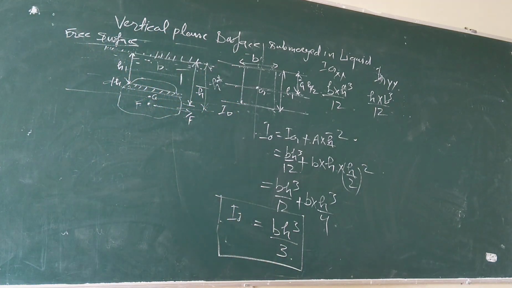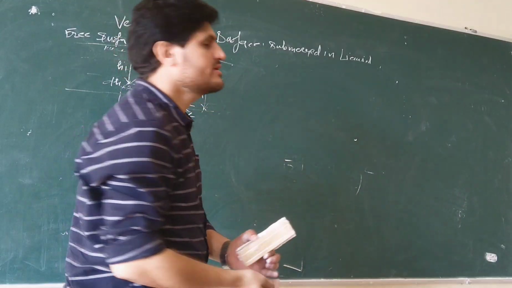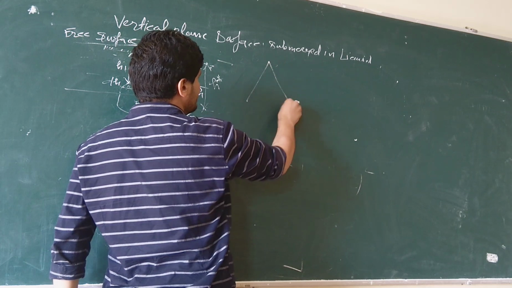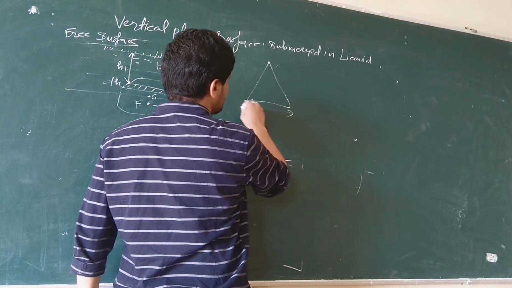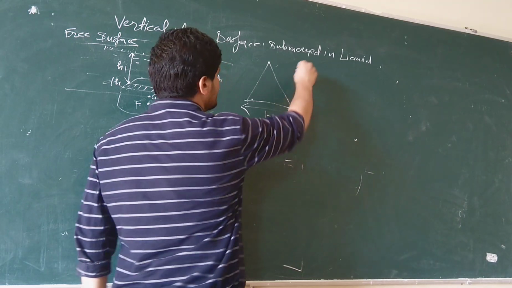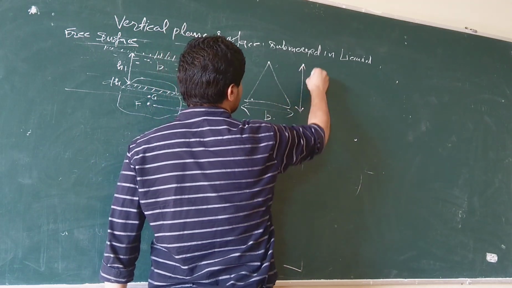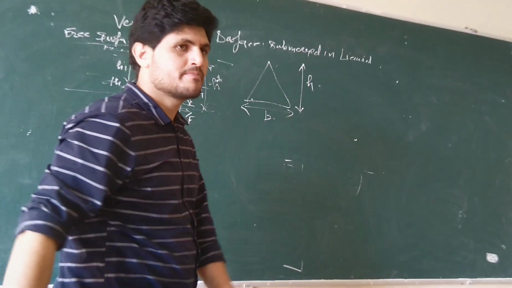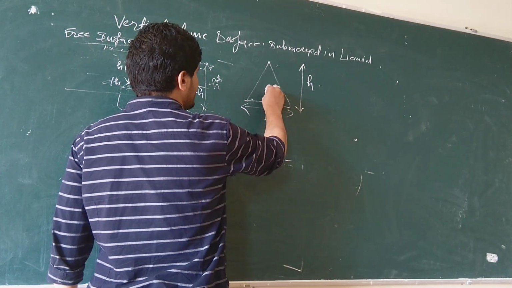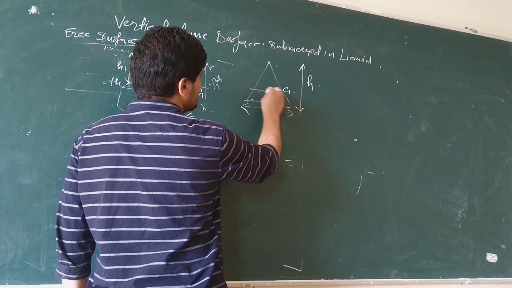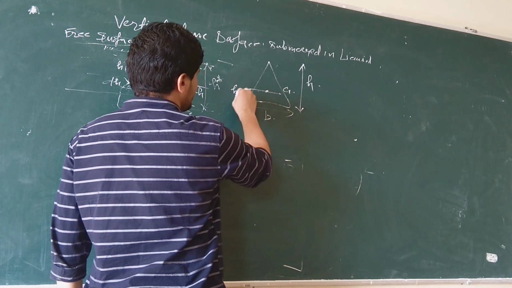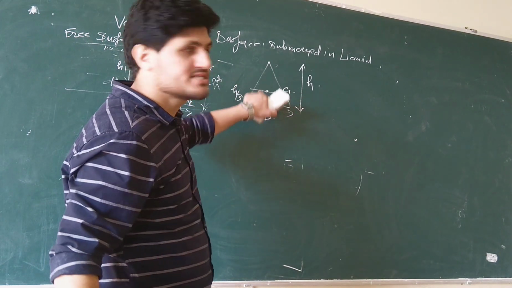So this is for rectangle. Okay. So if it is triangular, then what happens in the case of triangular? Triangular, this is the base b and this is your height h. Okay. So its center of gravity lies at h by 3 from the base.